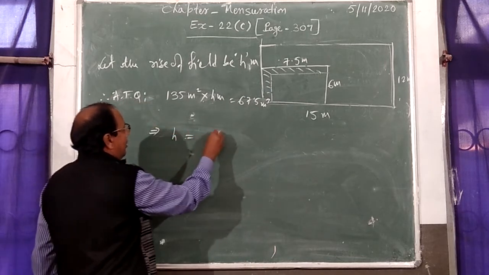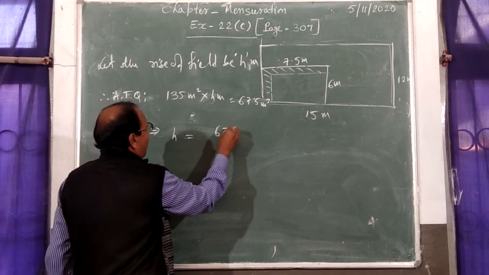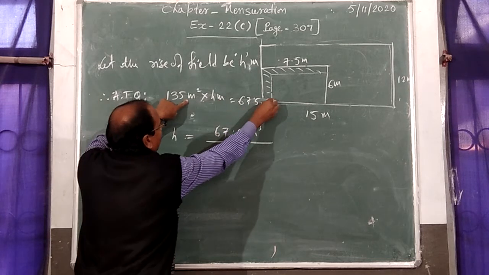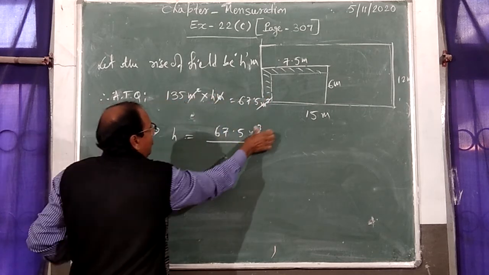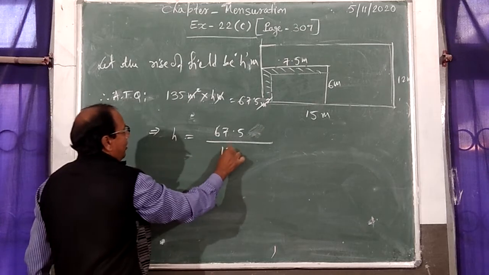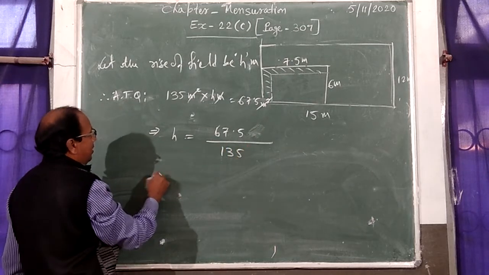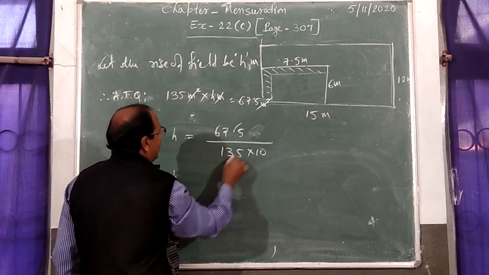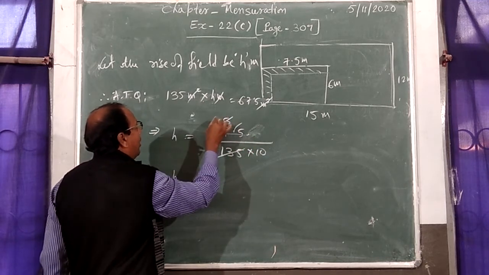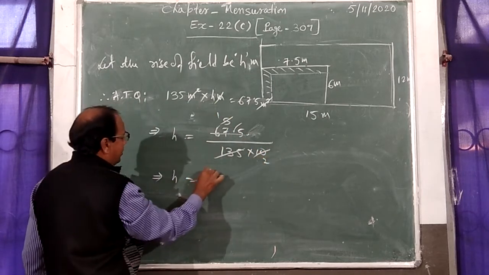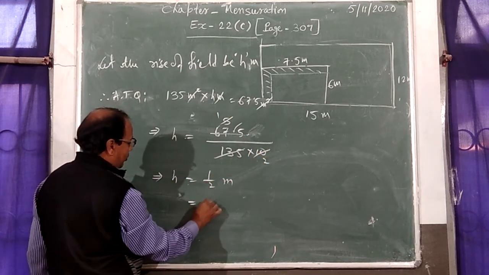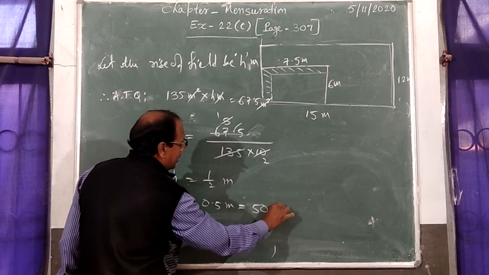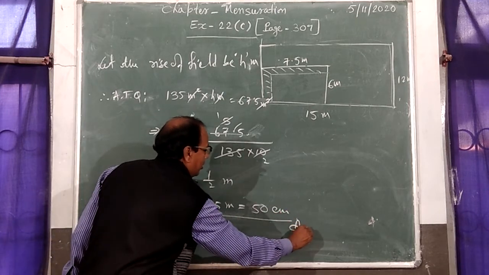So H equals 67.5 meter cube divided by 135 meter square. Meter cube and meter square, you can cut here only, so meter is left. So here H equals, remove decimal point, 10 comes. 135, 5 1s are 5, 5 to the 10. So H equals half meter. You can say 0.5 meter, or you can say 50 centimeter. So this is your answer.